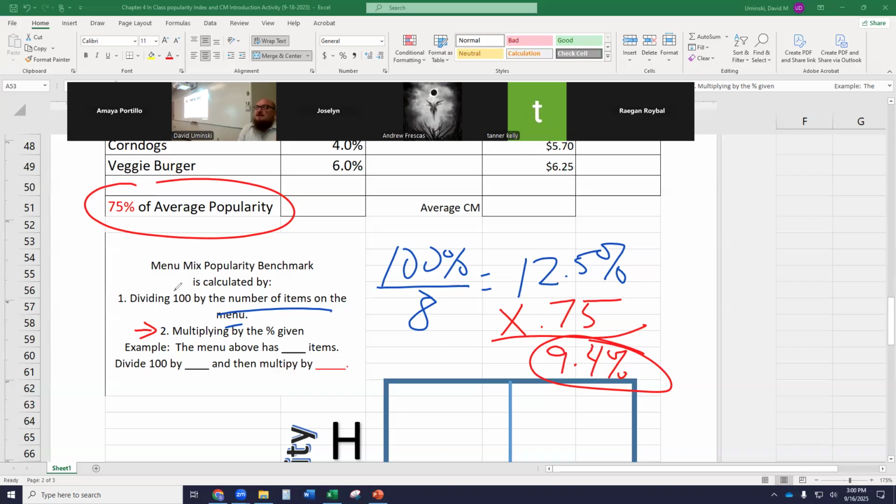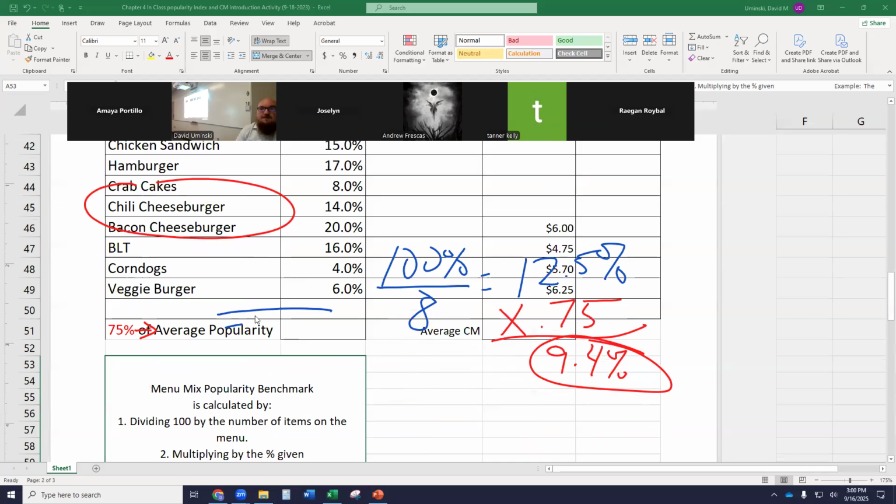What I'm saying here is if a menu item is higher than 9.4, that means it is at least 75% of the average popularity. The average popularity is 12.5, and to be considered popular, an item needs to have at least 75% of that average.